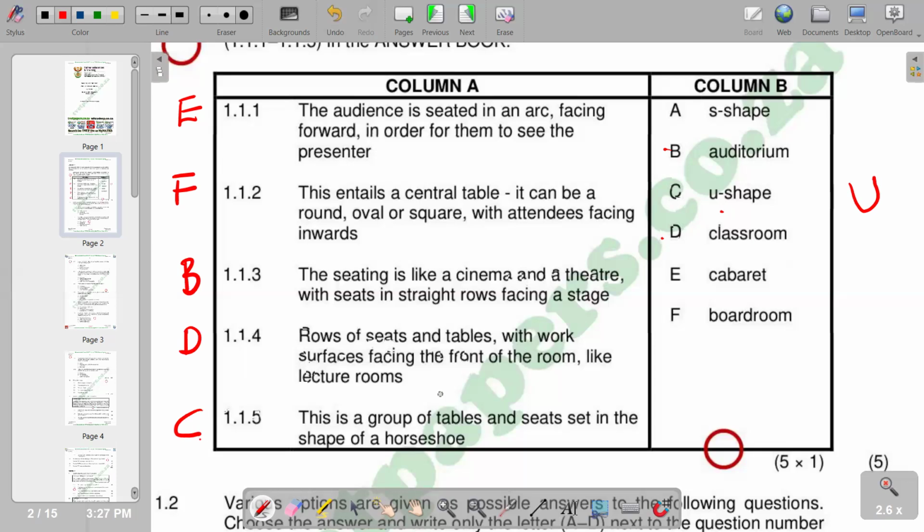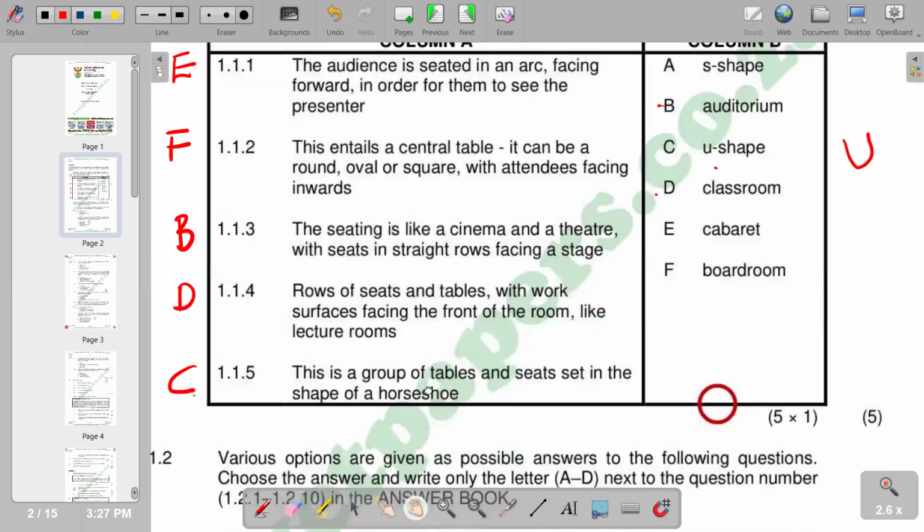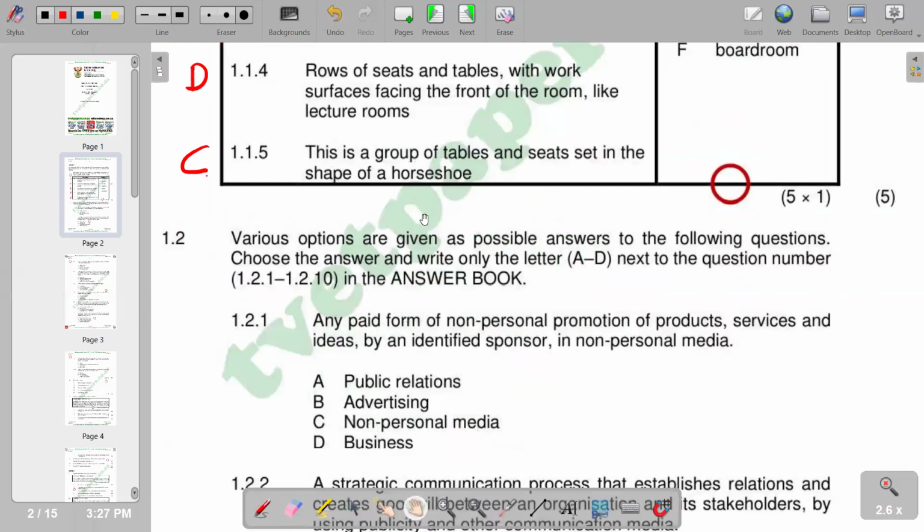So we move on to 1.2. So in terms of 1.2, various options are given as possible answers. And in the following questions, you choose the right answer. Of course, we start on 1.2.1.